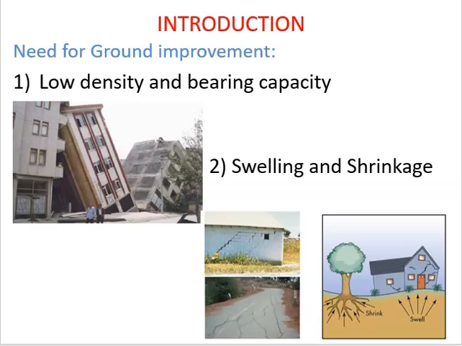Another problem is swelling and shrinkage of soil. Swelling and shrinkage happens in most of the clay soils which are known as expansive soils. Based on the clay minerals present in the clays, they are of 3 types: kaolinite clay, illite and smectite clays. Example for kaolinite clay is China clay, example for illite clay is red soil, and example for smectite clay is black cotton soil.